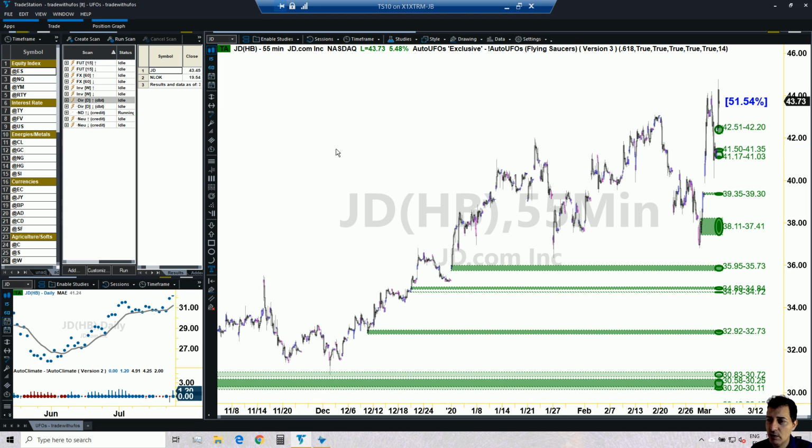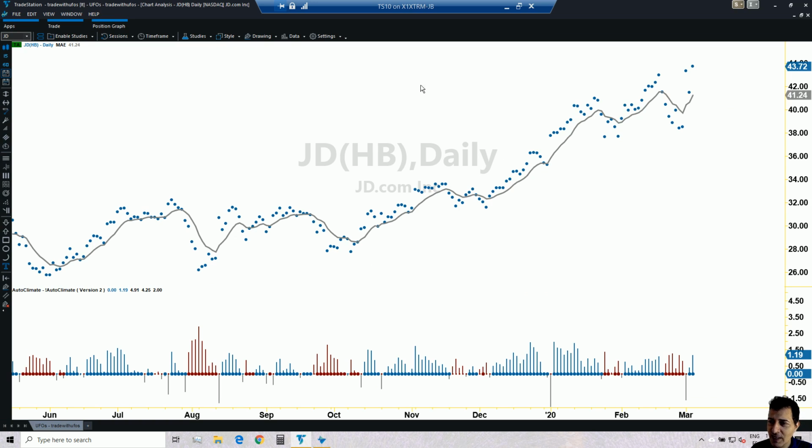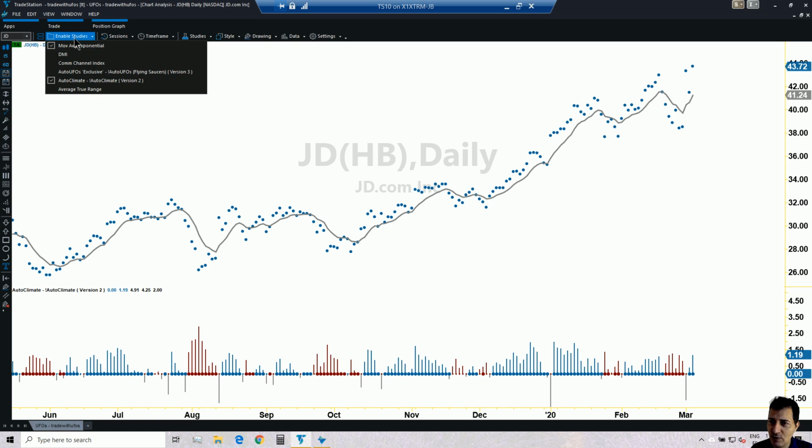Okay, so looking good. Therefore, let me pause, rewind, and plan a trade. So JD seems to be a valid candidate for us to go long. The climate is fine. The amount of time spent traveling in that direction is fine. Everything is fine. So we are planning on a long trade. Because of that, the next natural step in our method, if you follow the flow chart, would be to turn on AutoUFOs on the common time frame.